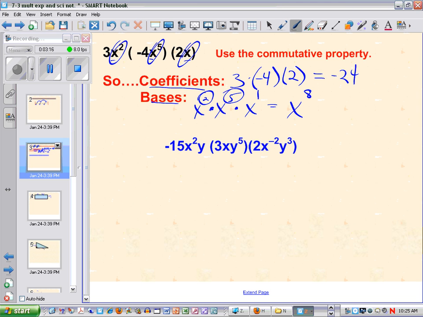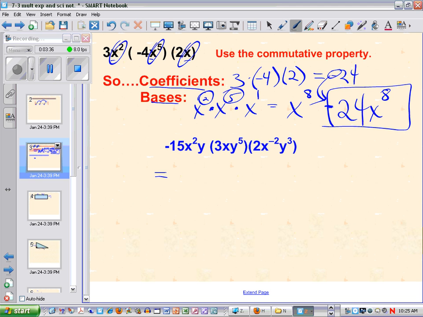So our final answer here would be 24x to the 8th. Negative 24x to the 8th. Sorry about that. Negative 24. Good call. All right. So let's see what we get here. Go ahead and do this one. See if you get the same thing I get.